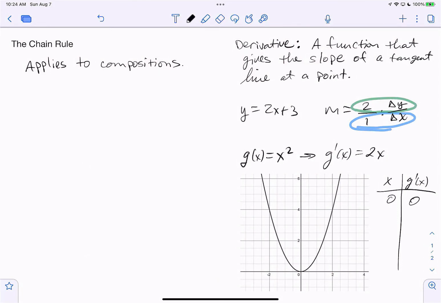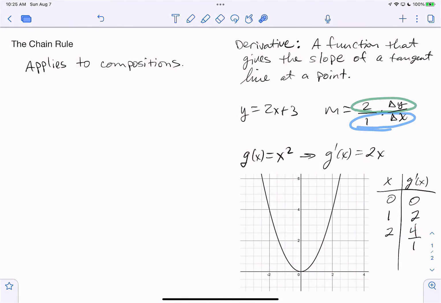If x is equal to 1, then the slope is 2. And the tangent line here, when x is equal to 1, has a slope of 2, which is going to be a change in output of 2 for every change of input of 1. When x is 2, g prime of x is equal to 4. And so when x is 2, we see the tangent line has a slope of 4. And that's like if x changes by 1, then the output changes by 4.